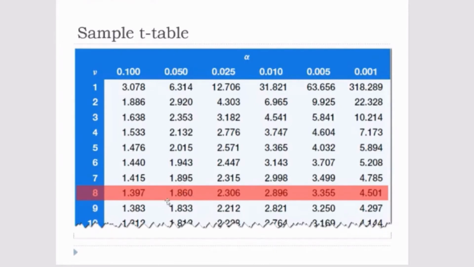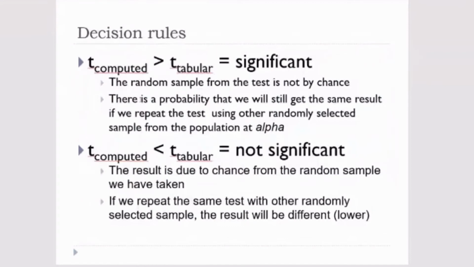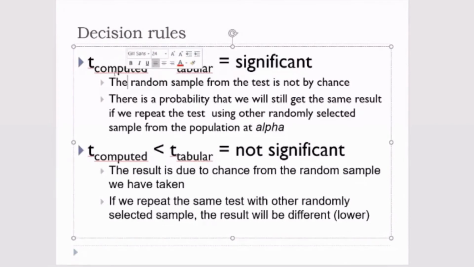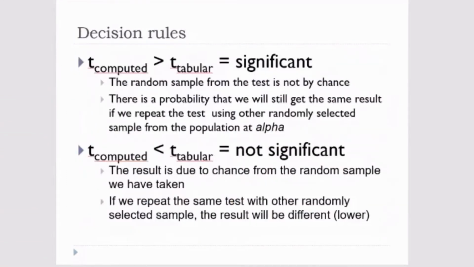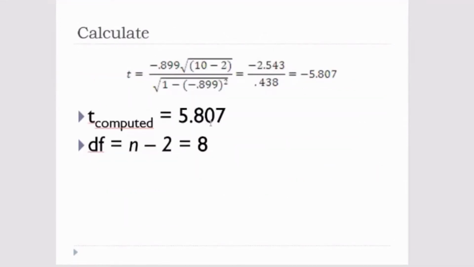Did you get it? Where did we encounter the tabular T? Or T tabular. We go back to this. What is our T tabular? 1.860. And what is our T computed? 5.807. Okay, very good. So 5.807 is the computed, 1.86 is the tabular.